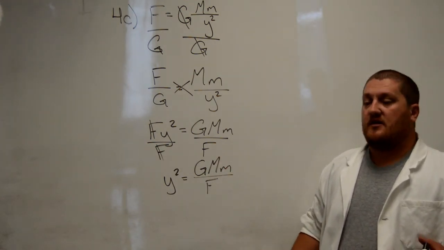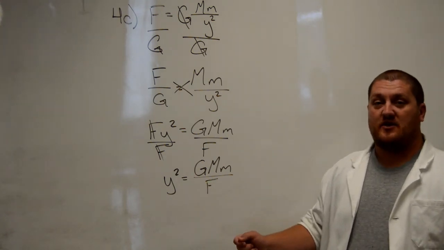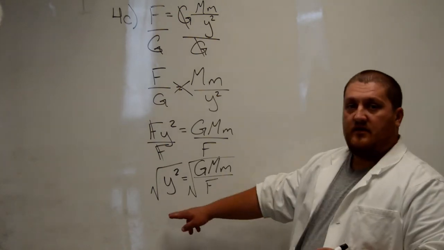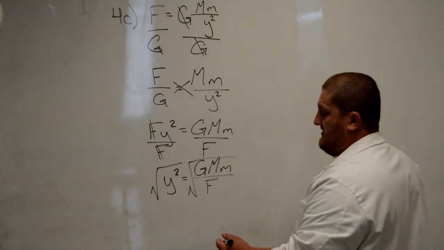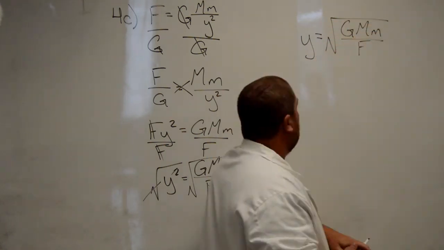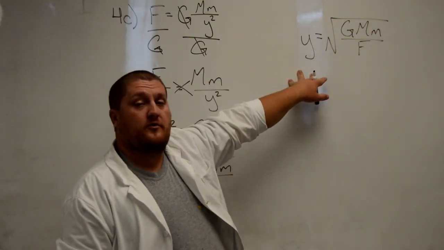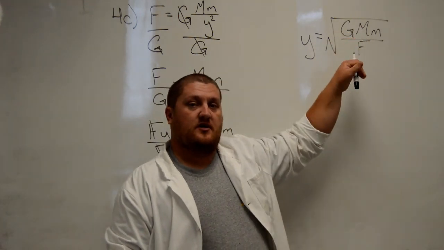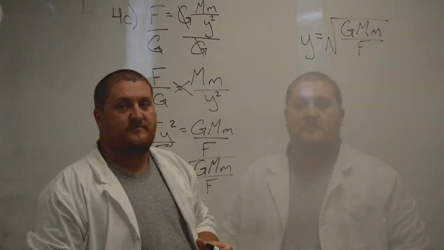To undo the square, I take the square root of both sides. The square root of something squared cancels out. And when I simplify it, I'm left with y equals the square root of g times big M times little m all over f. Hopefully this review has helped you with the practice that we've been doing.